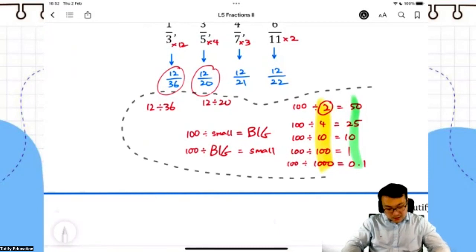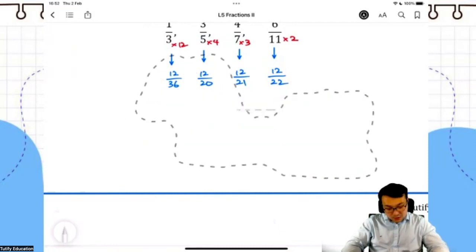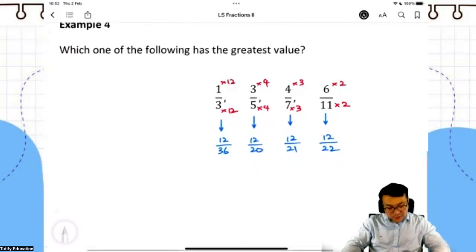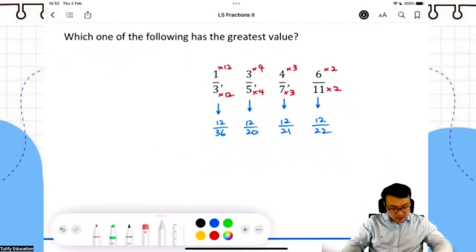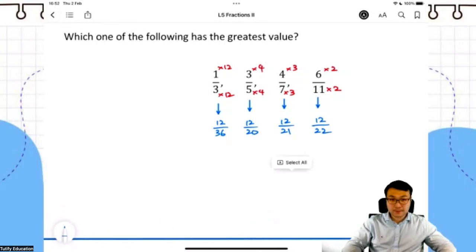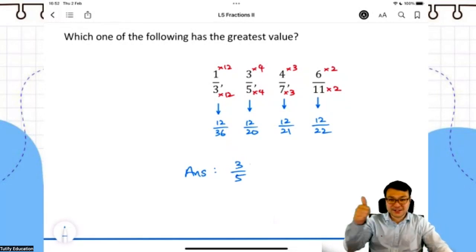Let's solve this. The question is asking, which of the following has the greatest value? So you look at all these, which one has the greatest value? 12 over 20. So are you going to write down the answer 12 over 20? Yes or no? No. What should you write down? 3 over 5. Very good. Thank you, user. You managed to solve this.